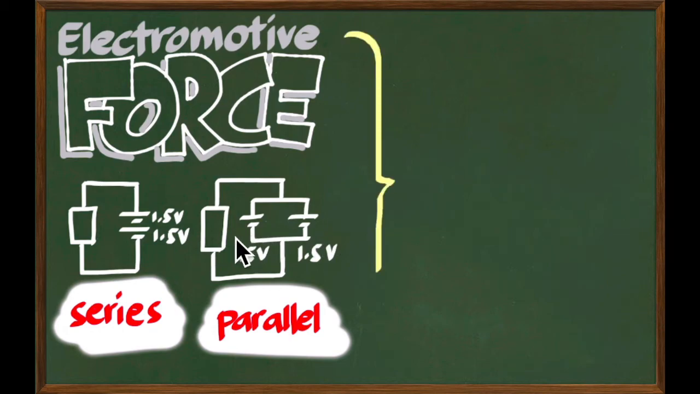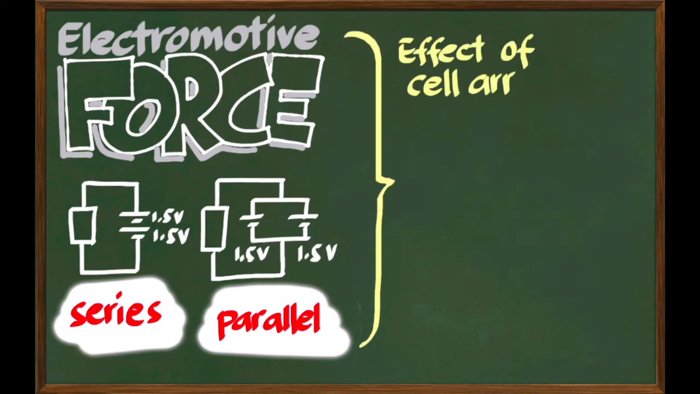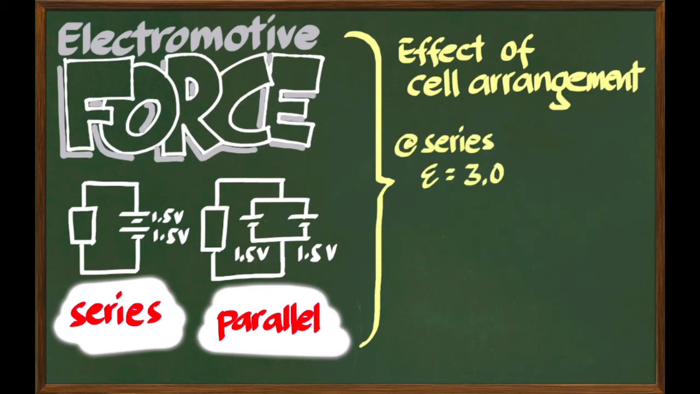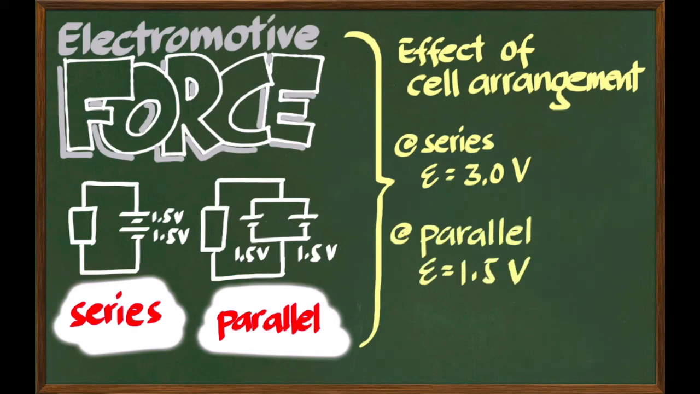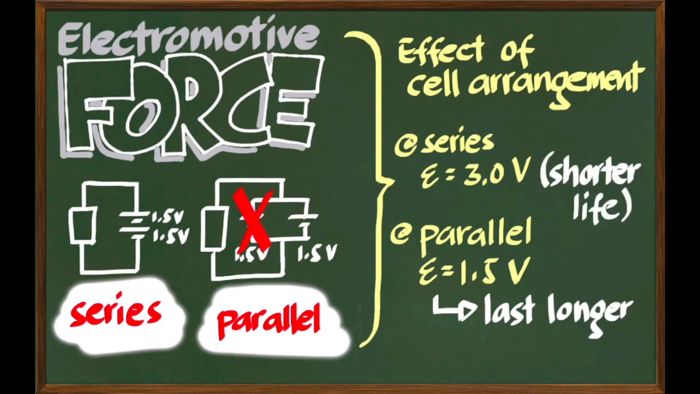In series, the effect on the EMF of the circuit is this. It becomes 3.0 volts. The two 1.5 volt dry cells are added up. In parallel, the EMF remains the same, also 1.5 volts. But how is it different from having just 1.5 volts? Guys, it will last longer as compared to when one of these is taken out of the circuit. In the case of the 3.0 volt EMF from the series connection, the battery life of the combination of the two dry cells would only last for a shorter time. It will be drained of energy faster.